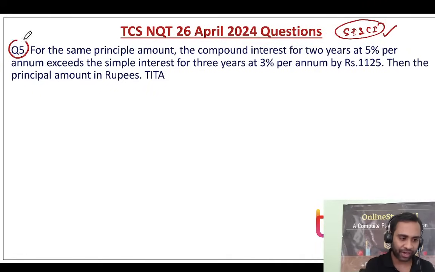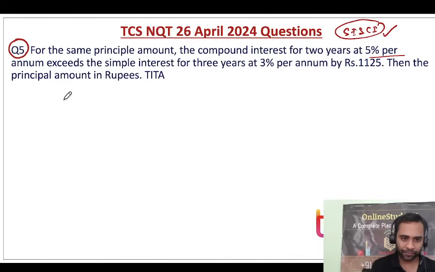Next problem. Can you please try it out? For the same principal amount, the compound interest for 2 years at 5% per annum exceeds the simple interest for 3 years at 3% per annum by 1125. Then what is the principal amount in rupees? So as I said, there were two such questions. Can you please try this out?